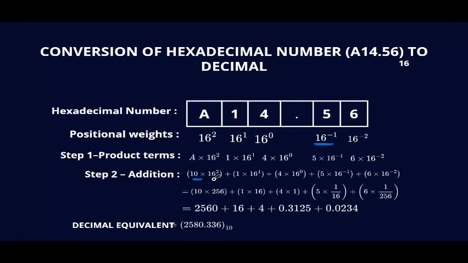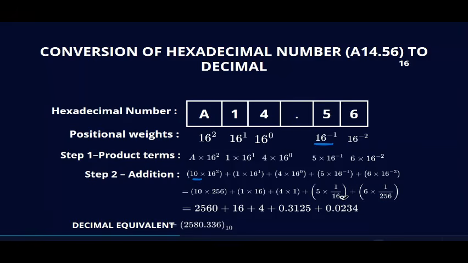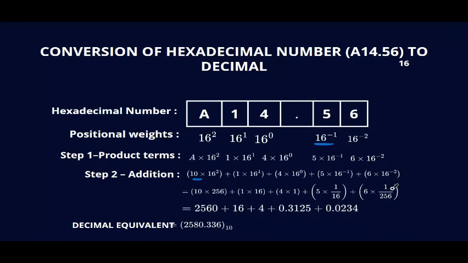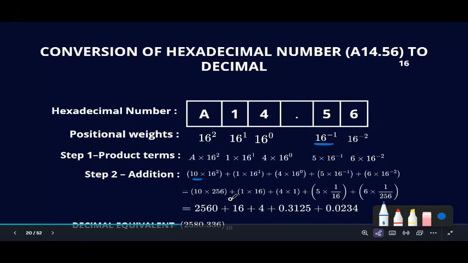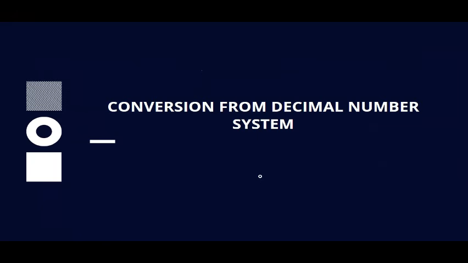Now we substitute the values for each of the power terms. That is, 16 square is 256, 16 raised to 1 is 16, 16 raised to 0 is 1, 16 raised to minus 1 we take as 1 by 16, and 16 raised to minus 2 is 1 by 16 square, which is 1 by 256. So when we do the multiplication and take the sum, we get the decimal counterpart as 2580.336. Let us now see the conversions from the decimal number system.